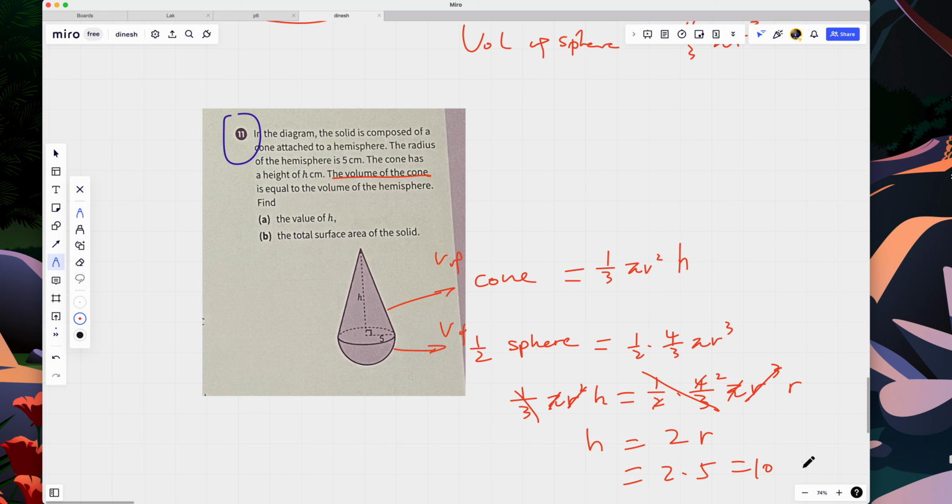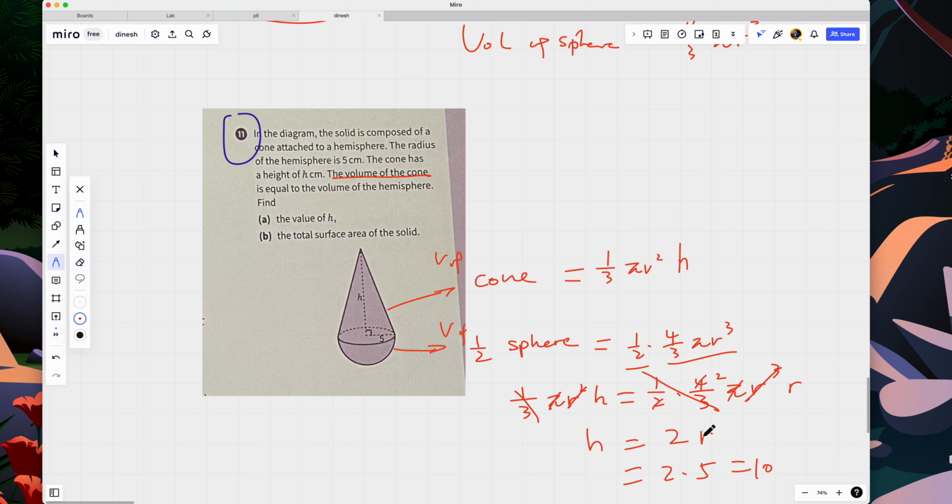By the way, you don't try to memorize what hemisphere is, it is half sphere. You just do it accordingly. The entire sphere volume is this. If they want half of it, you just times half. Always put the half first, so you don't forget. Don't do divide by 2. Divide by 2 is a very bad habit, right? So therefore the h is 10 in this case.